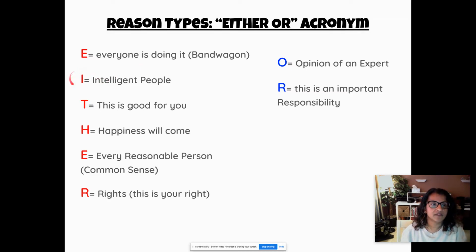The I stands for intelligent people, meaning intelligent, smart people are, for example, if my topic is about iPhones, intelligent, smart people are using iPhones. T stands for this is good for you, meaning it's good for you, whether it's with your health, with your mind, with your family, whatever you want to use. This is good for you. H is happiness will come, meaning you'll feel good about yourself if you use that.